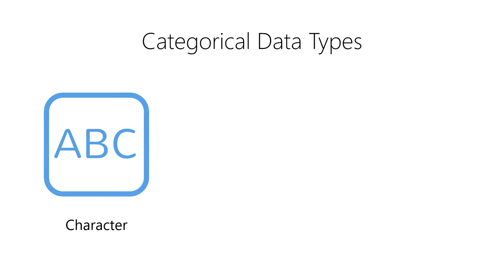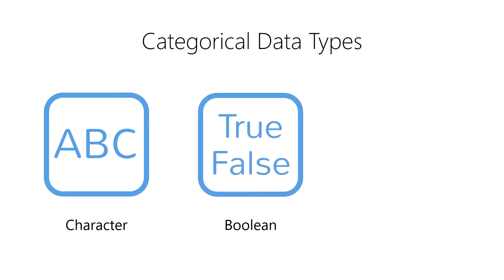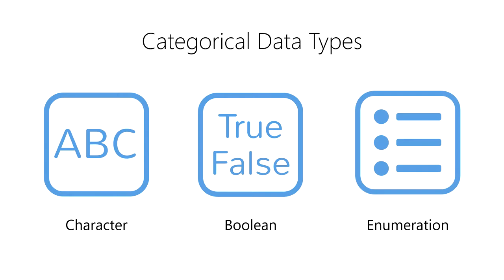Second, we have a Boolean, which represents either a true or a false value, and only a true or a false value. Booleans allow us to efficiently store and process data composed of either yes or no answers. Third, we have an enumeration, which represents a set of named categories. Enumerations allow us to efficiently store and process lists of named categories that contain a high degree of duplication.